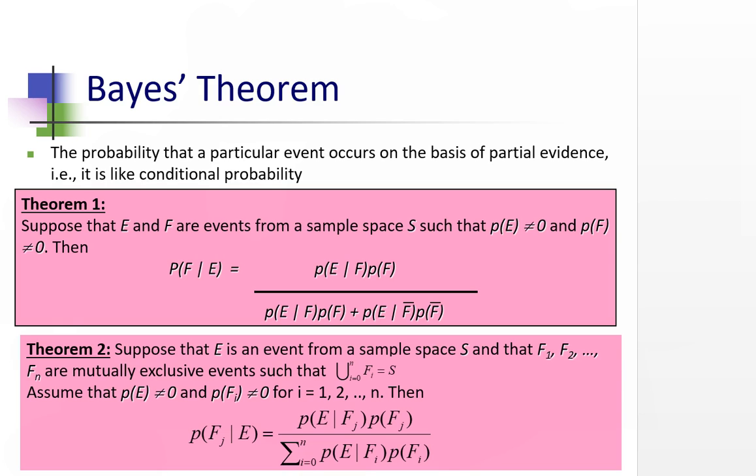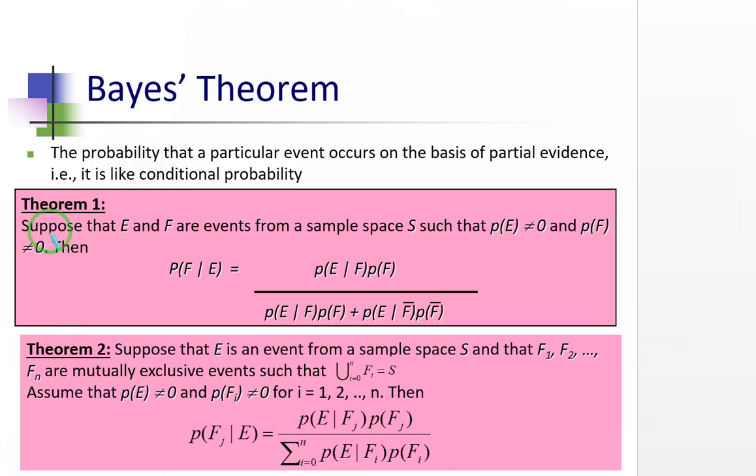Now coming to Bayes' theorem. Bayes' theorem gives the probability that a particular event occurs on the basis of partial evidence. Keep in mind, it is based on partial evidence, so it is like conditional probability. For example, we can say that Hafiz will pass if he studies hard. It's just like a conditional.